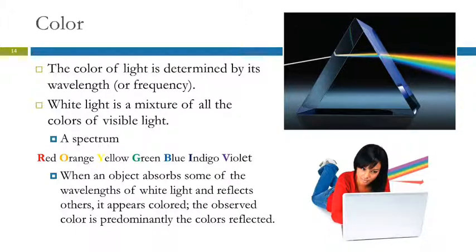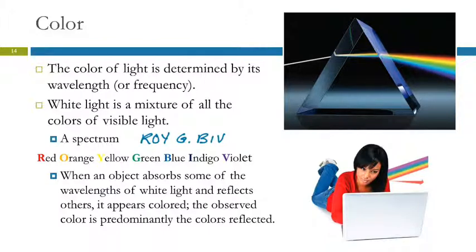In a rainbow, the colors are always in the same order: red, orange, yellow, green, blue, indigo, violet. And one way to remember that is Roy G. Biv. It's like some very strange name. Red, orange, yellow, green, blue, indigo, violet.